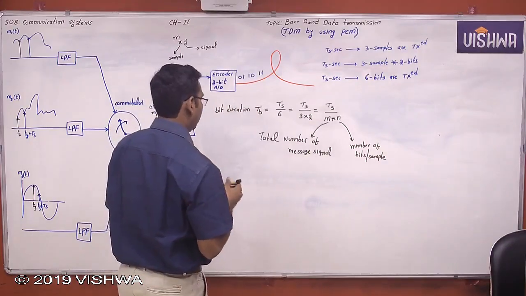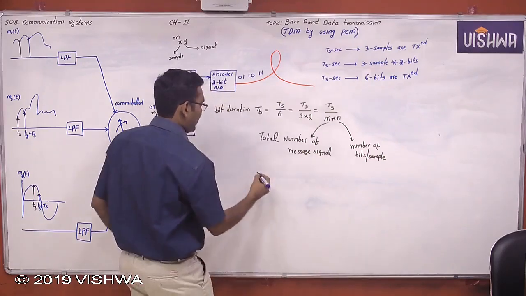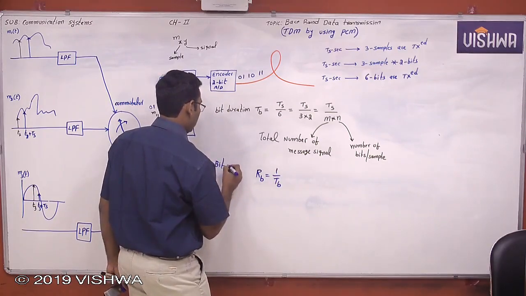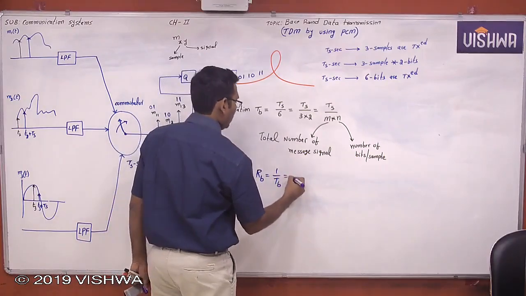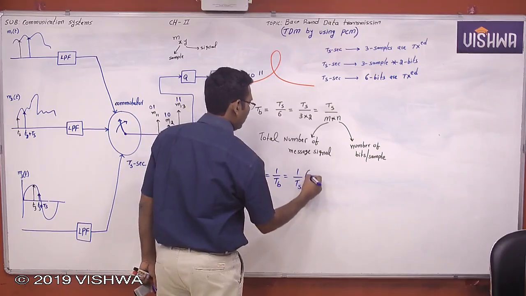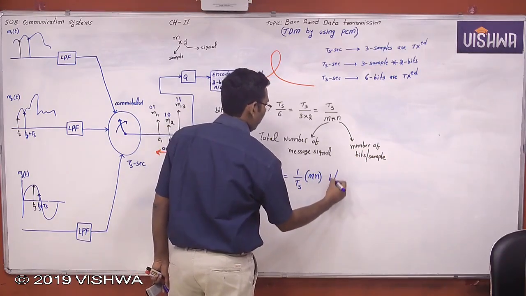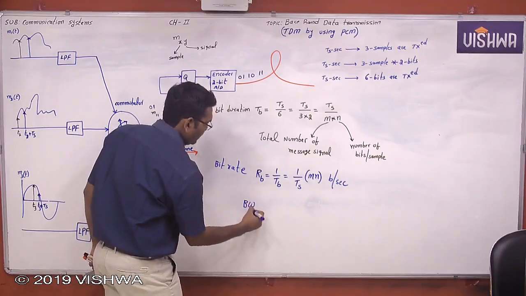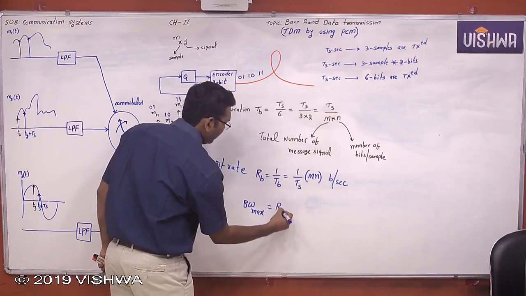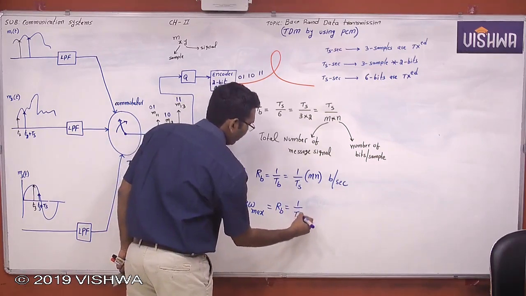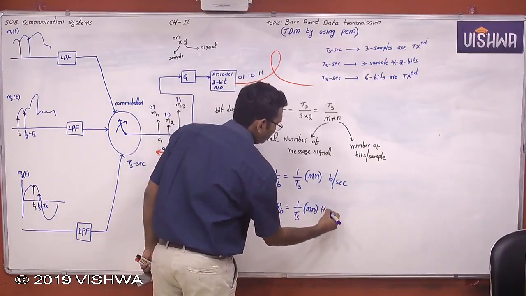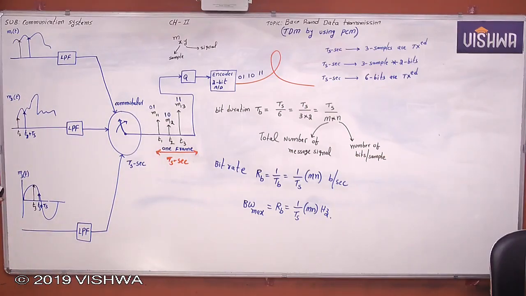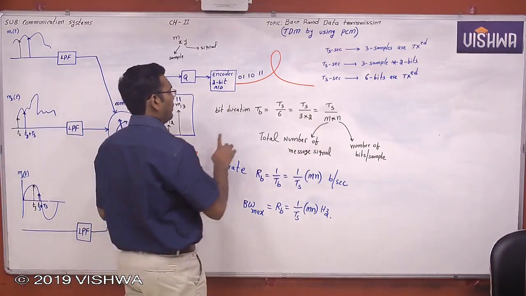Okay, now what is the bit rate? The bit rate Rb is equal to 1 by Tb, which is equal to 1 by Ts into capital M into small n bits per second. And the maximum bandwidth is equal to the bit rate Rb. So this is the multiplexed signal, am I not? This is the multiplexed signal.